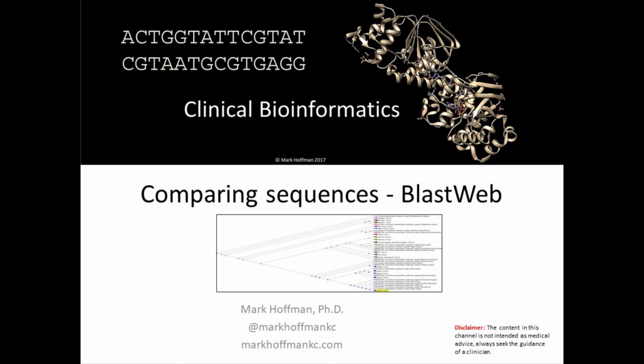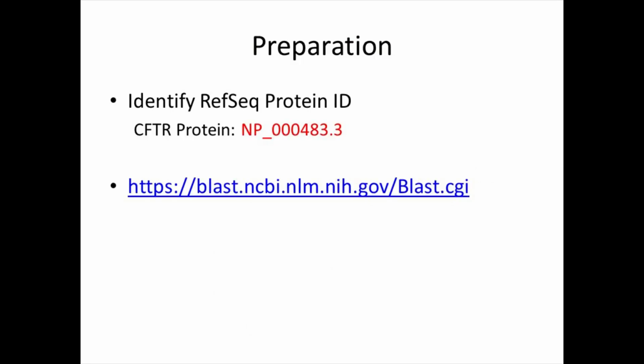In this session, we will learn how to use Blastweb, a publicly available resource, to find related protein sequences. In order to do this, it will be useful to have the RefSeq protein ID handy for the protein that you're working on. In our example, of course, we will use the CFTR protein.